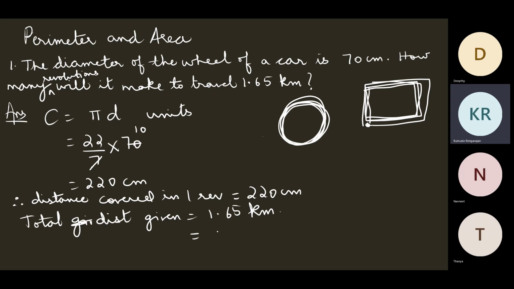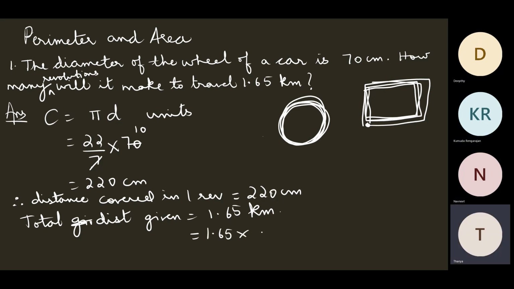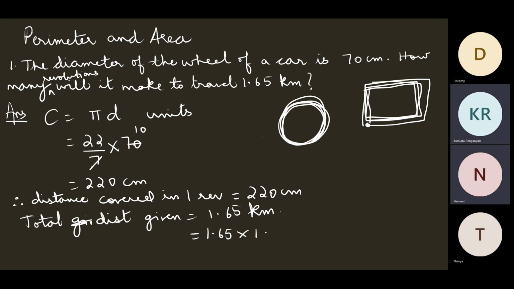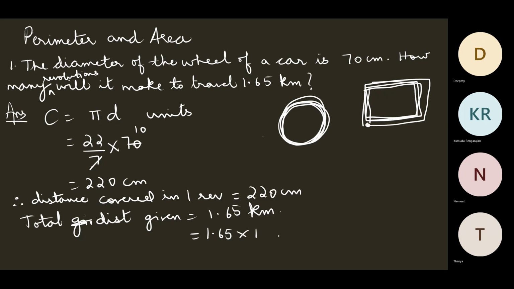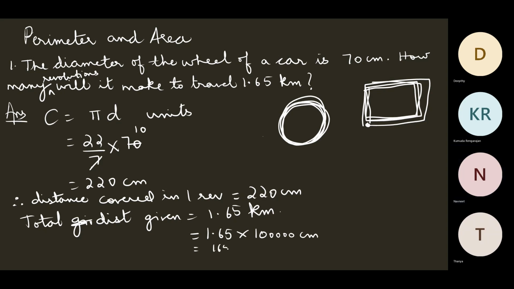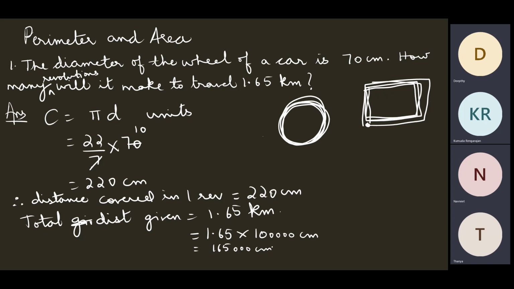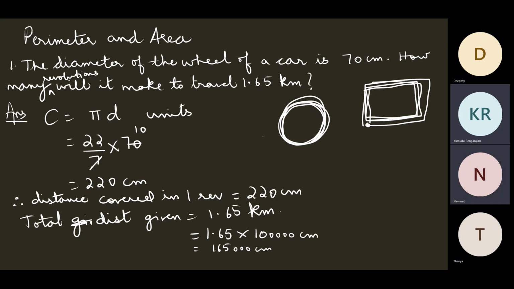Now tell me, children, what is 1.65 kilometers in centimeters? You need to multiply by? 1 lakh. 1 followed by? 5 zeros. Very good. Then it's converted to centimeters. Did you all get this? 165 followed by 3 zeros centimeters, correct? Very good.